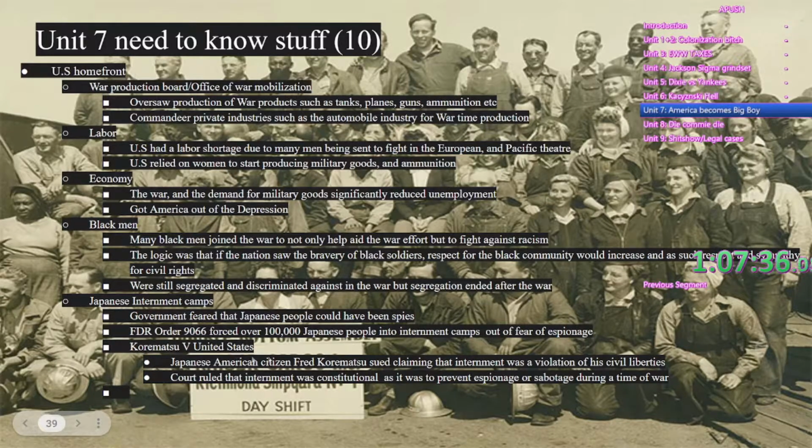Now, remember Korematsu versus the United States? It was a case where a Japanese American citizen named Fred Korematsu sued, claiming that internment was a violation of his civil liberties. However, the Supreme Court ruled that internment was constitutional, as it was done under the guise of preventing espionage or sabotage during a time of war.